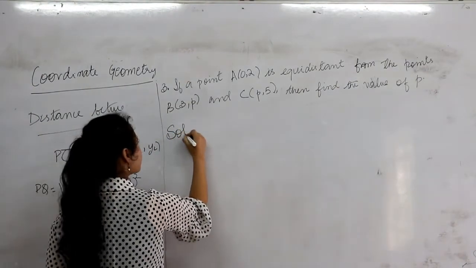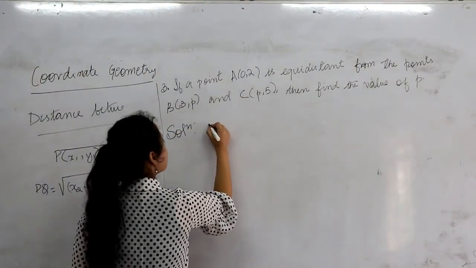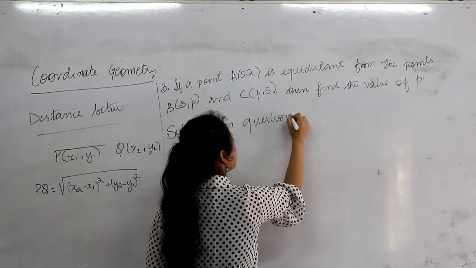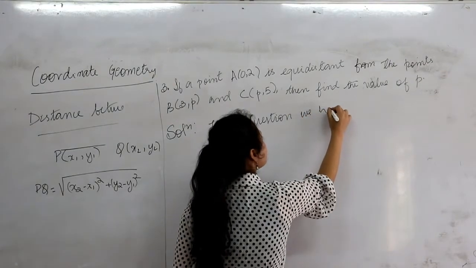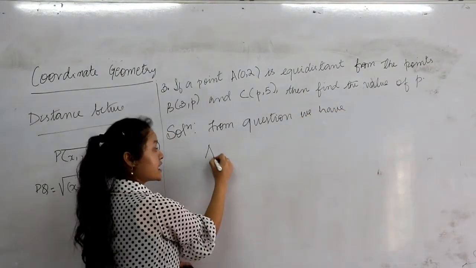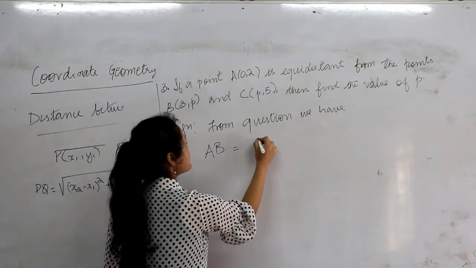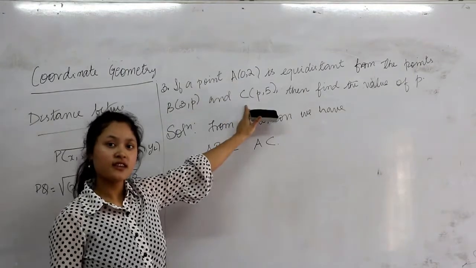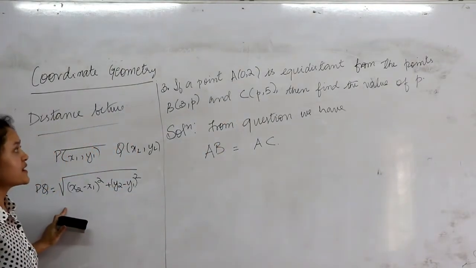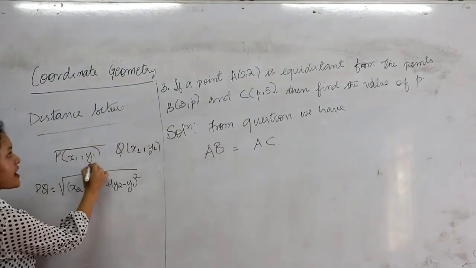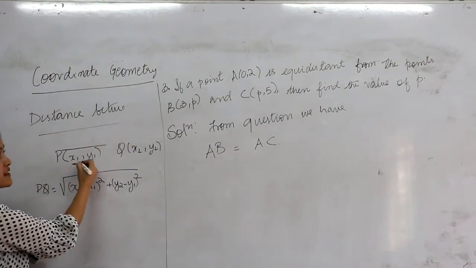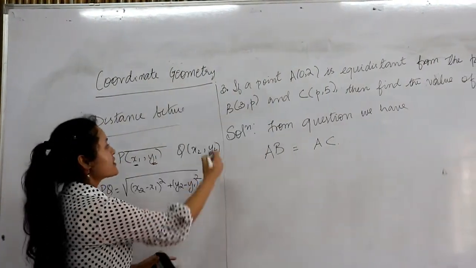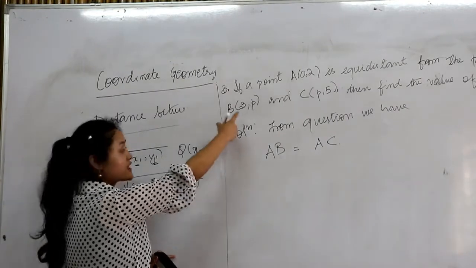Solution. From the question itself we have distance AB is equal to distance AC. So here also you already have the coordinates. You just put directly the formula for this distance. So at first your A will be having 0 as x1 coordinate and 2 as y1, and for B your coordinate 3 is x2, coordinate P is y2.